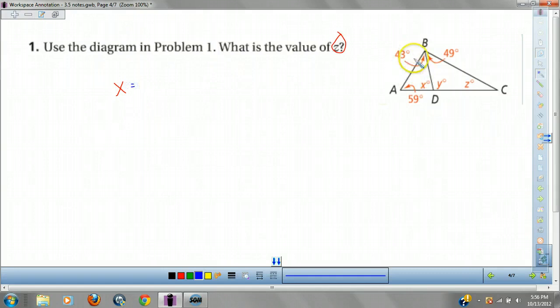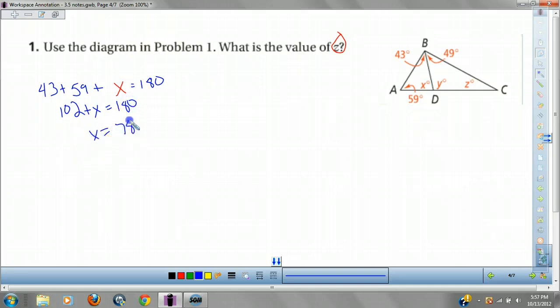You can see if we set up the equation, we're going to set up 43 plus 59 plus X equals 180, because all these have to add up to 180 degrees. Okay? So we get 102 plus X equals 180. So we get X equals 78.